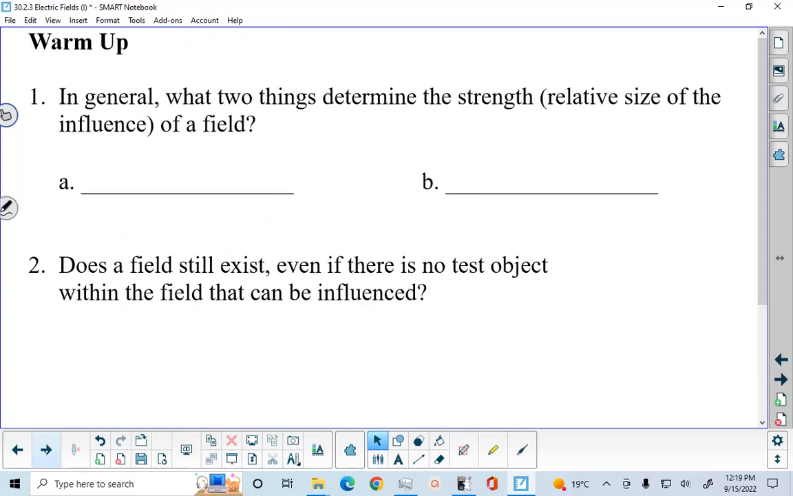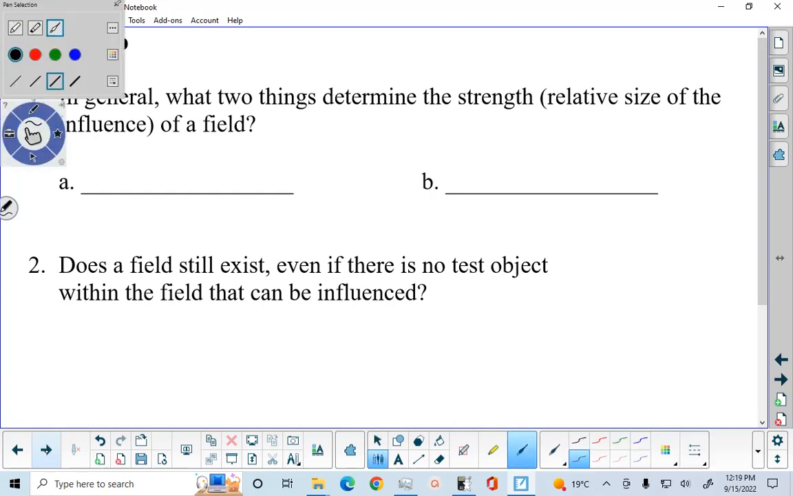So a warm-up here. In general, what two things determine the strength, in other words, the relative size of the influence of a field? We have to come up with two things here which determine the strength of any field. So you can't say the mass of the Earth or the mass of the planet. You can't say the size of the Bunsen burner flame. But what I'm going to tell you is, in all of these examples we've looked at, one of the things that determines the strength is the source. And we don't need to get into any more detail other than to say the source.